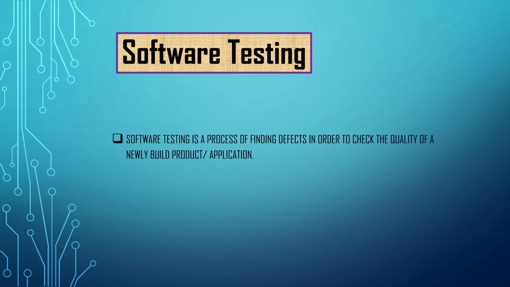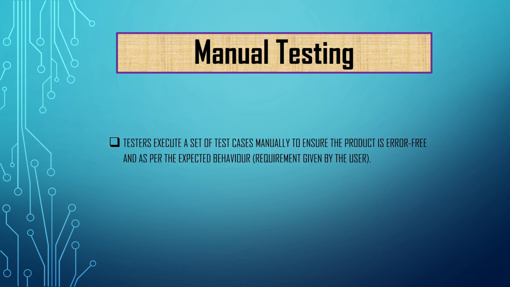Hi everyone. So as I told you in my previous session, we will talk more about software testing, types of testing, and what is the uses and process of testing. So let's talk about what is software testing. I have already covered that in my previous session, but I just wrote one line that it's a process of finding defects in order to check the quality of a newly built product or application. So you are finding defects or finding more information in that particular application in order to check whether your expected result is meeting your actual result. That's all.